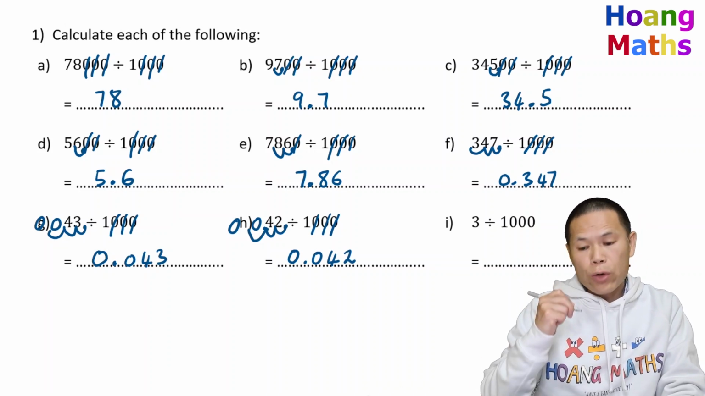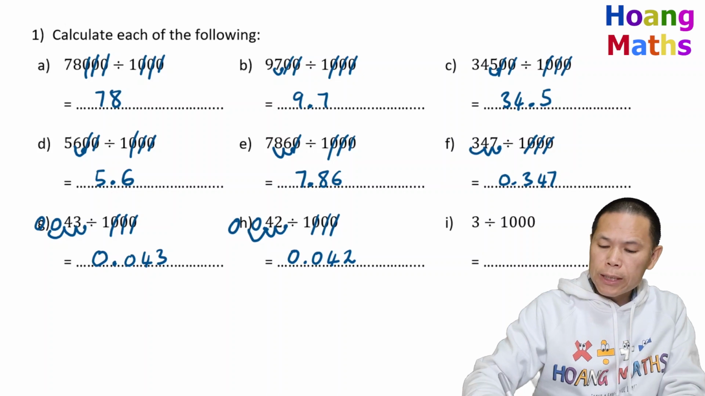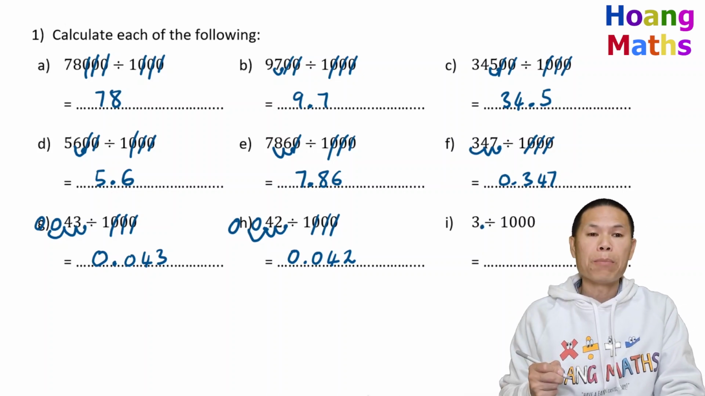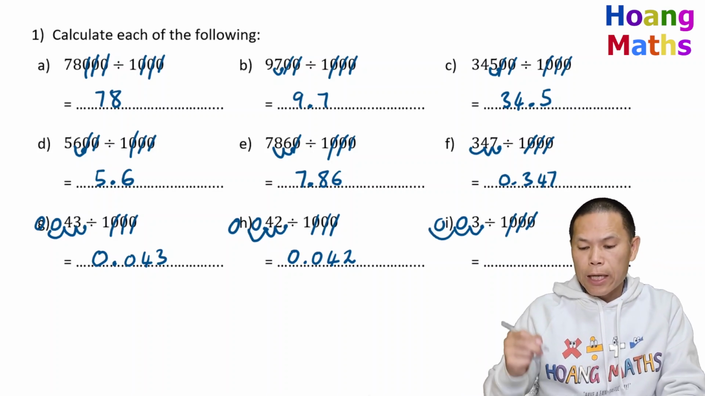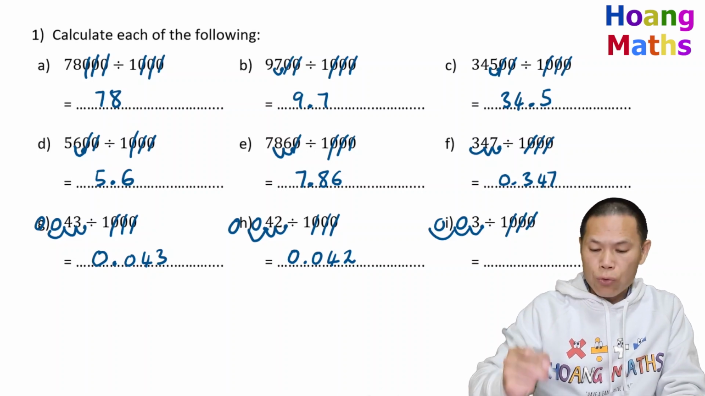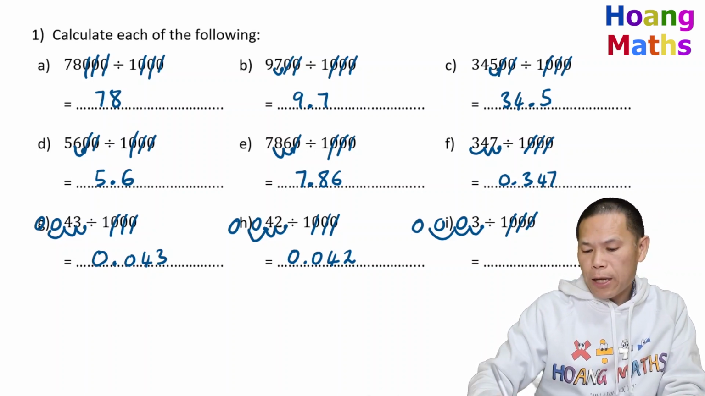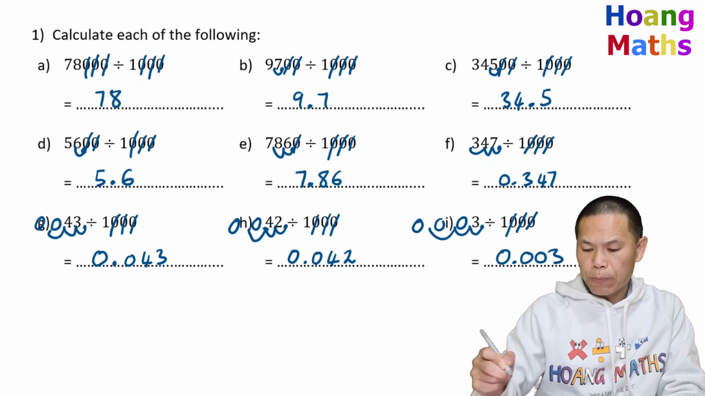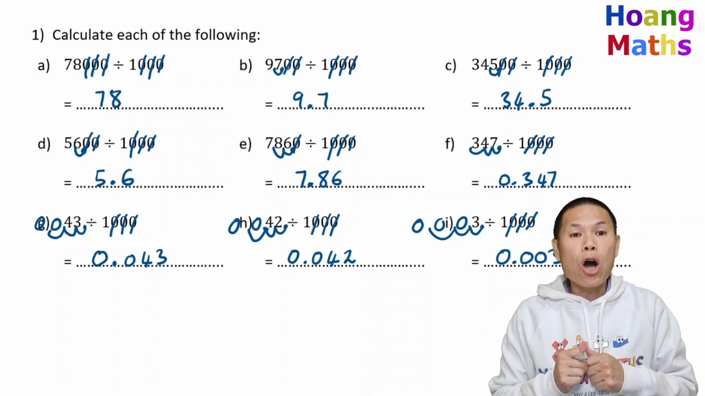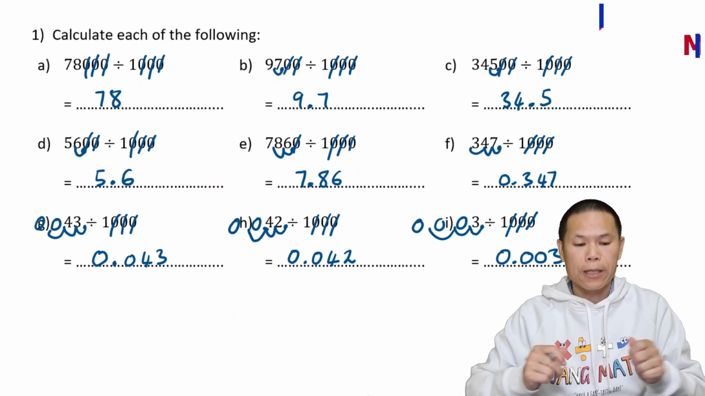Part I, 3 divided by 1,000. So that means the decimal point is right at the back of the number 3. And we cancel this 0, we move 1. Of course, I put a 0 in front. We cancel this, we move 1 more time. We cancel this, I put a 0, I move 1 more time. So the answer is 0.003. So I can put a 0 in front here. So the answer is 0.003. So there you go. I hope you got all of them correct.